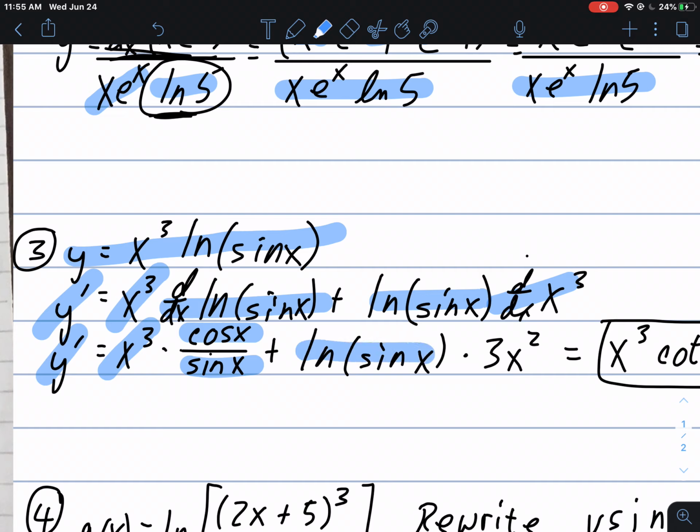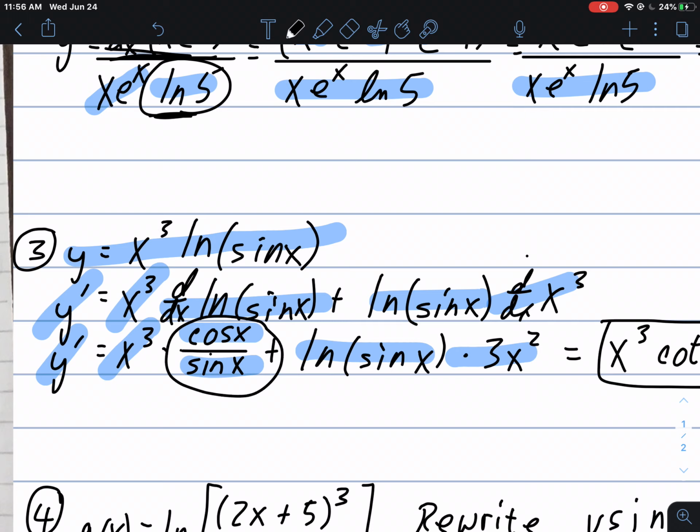Plus, I've got ln of sine of x. Again, I just carry that down, and I need to differentiate x cubed. The power function derivative of x cubed is 3x squared. I'm done with all the derivatives. Now I'm just going to rewrite a little bit. Now notice I've got a cosine over sine right there.